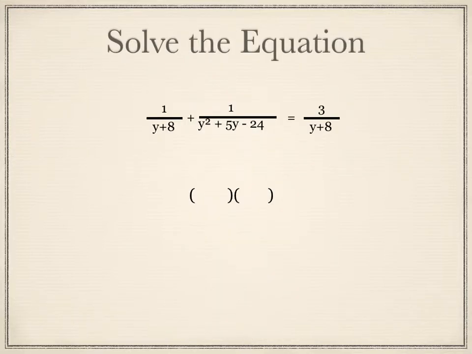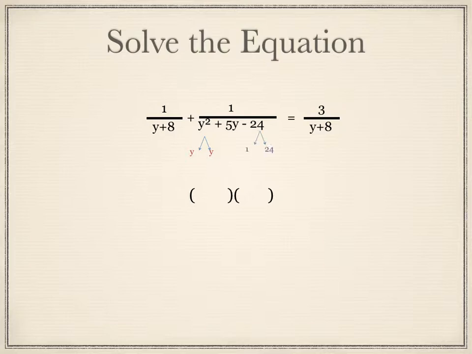Let's go ahead and solve the equation. 1 over y plus 8 plus 1 over y squared plus 5y minus 24 is equal to 3 over y plus 8. So the first thing we want to do is go ahead and factor that second denominator, the y squared plus 5y minus 24. So we're going to break down the y squared to y times y.